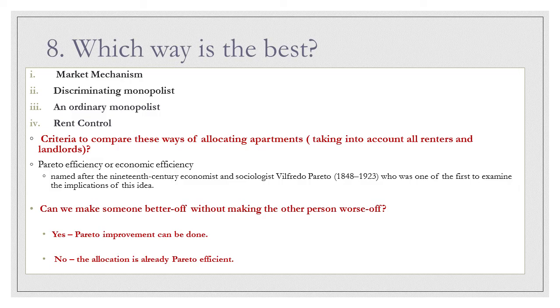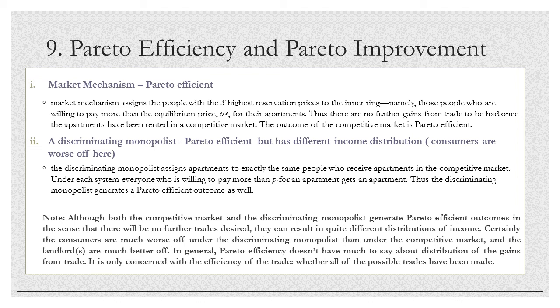So now let's talk one by one about all four approaches which we have discussed, and which one is the best based on the Pareto efficiency criteria. Let's start off with the market mechanism. We have observed that in the market, when we were looking into the equilibrium, the people with the maximum reservation price in the inner ring were the ones willing to pay more than the equilibrium price for the apartments.